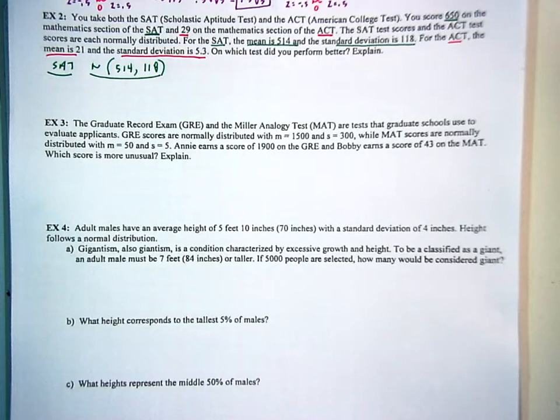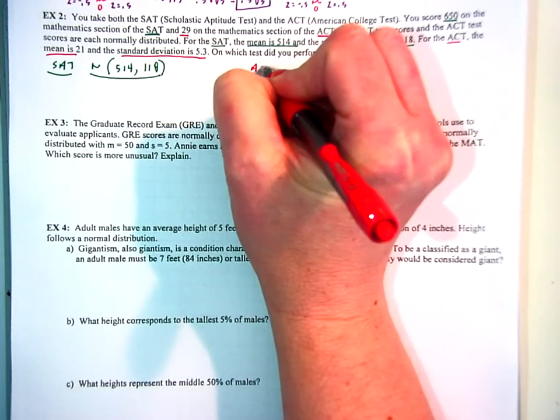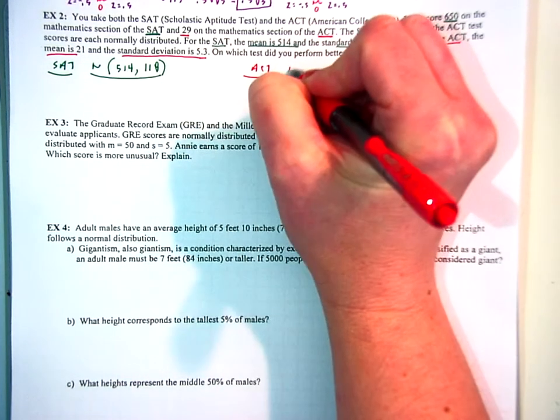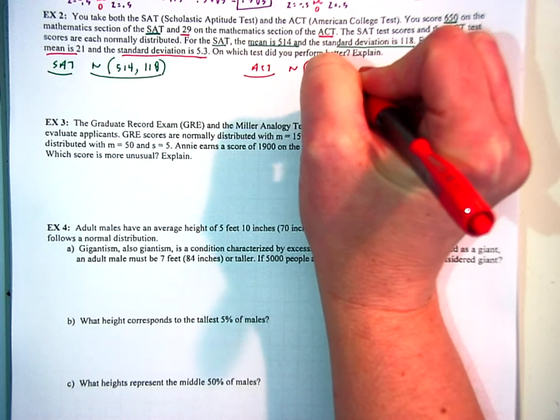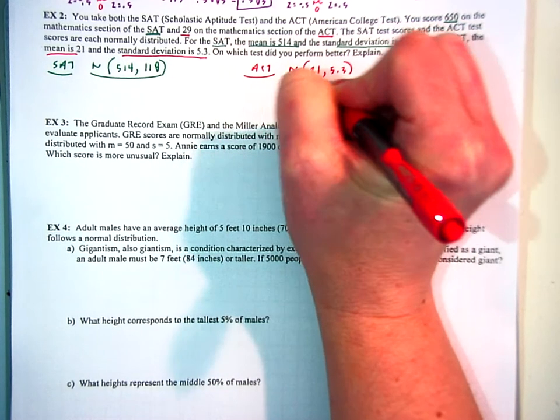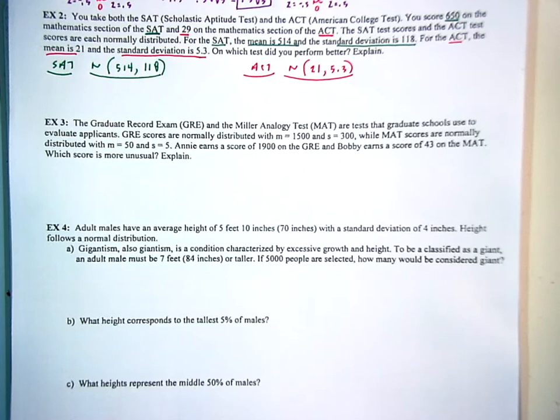Okay, if I look at the ACT, it's a normal distribution. The mean is 21 and the standard deviation is 5.3. So they have totally different scales, different means, and different standard deviations, but they're both normally distributed. So what we're going to do is find the Z-scores, right?